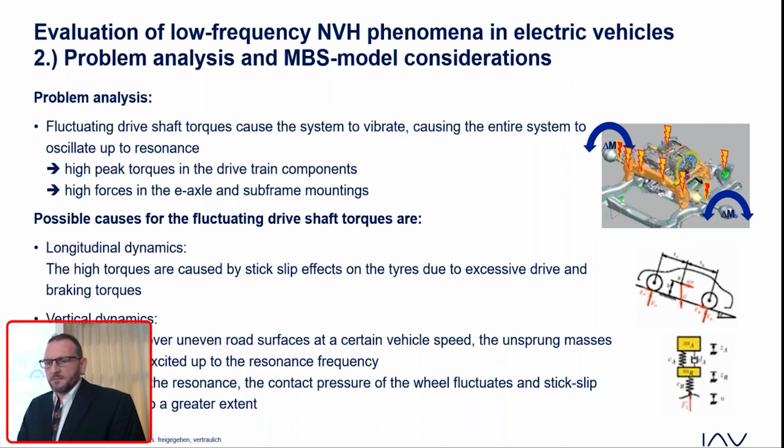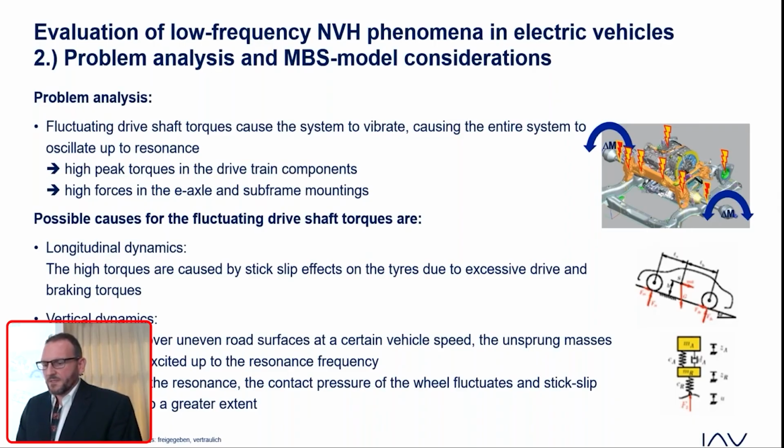Measurements show high torque peaks in the drivetrain components and in the E-axle and subframe mounts. These appear to be caused by high torque fluctuations in the drive shafts and the resonance behavior of the 3D rigid bodies. The high torque fluctuations of the drive shafts appear to be generated both by the longitudinal dynamics of the vehicle and by the vertical dynamics of the wheels. These occur as a result of excessive stick-slip excitation due to the excessive braking and drive torques.